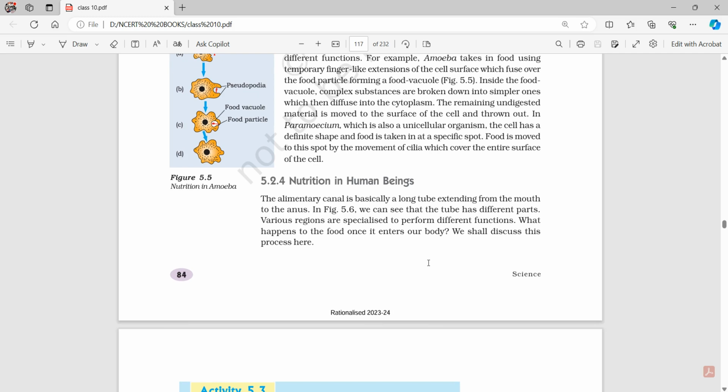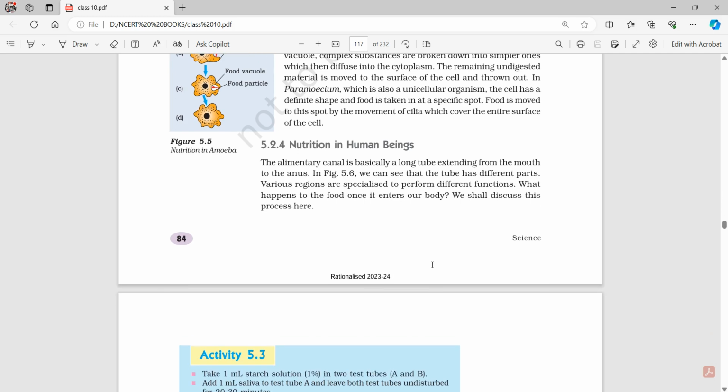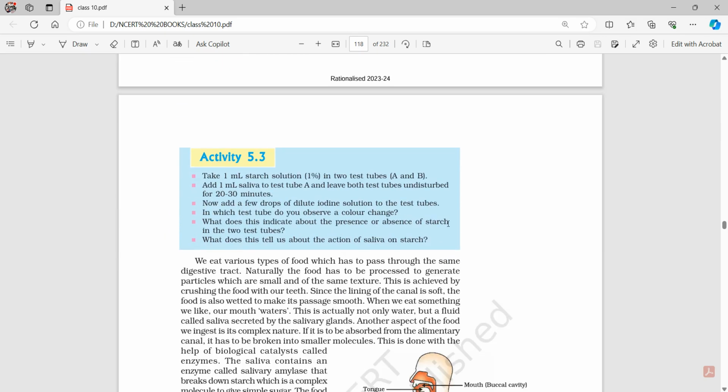5.2.4 Nutrition in human beings. The alimentary canal is basically a long tube extending from the mouth to the anus. In figure 5.6, we can see that the tube has different parts. Various regions are specialized to perform different functions. What happens to the food once it enters our body? We shall discuss this process here.